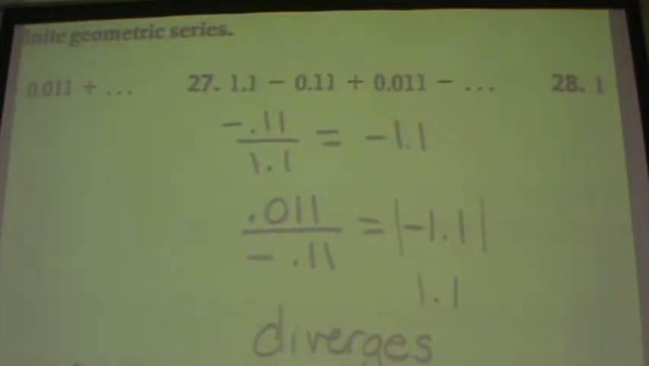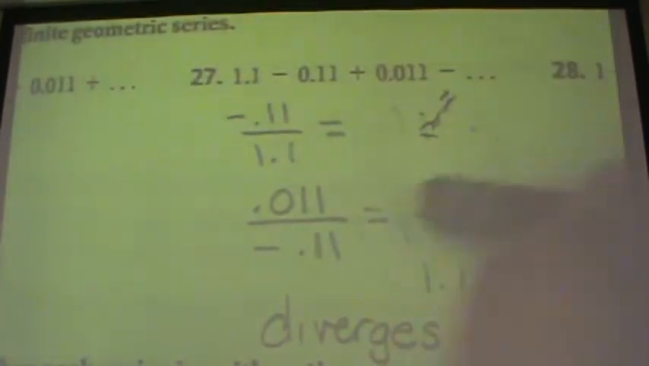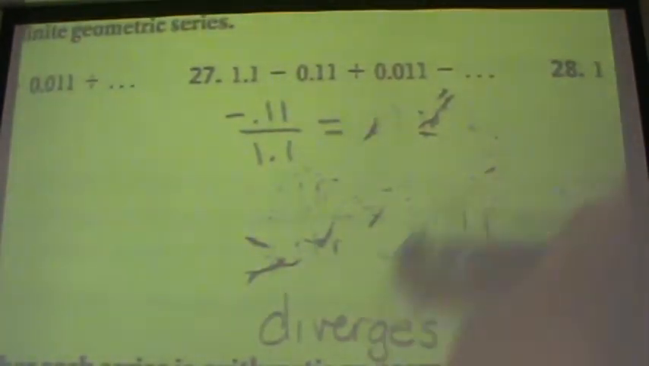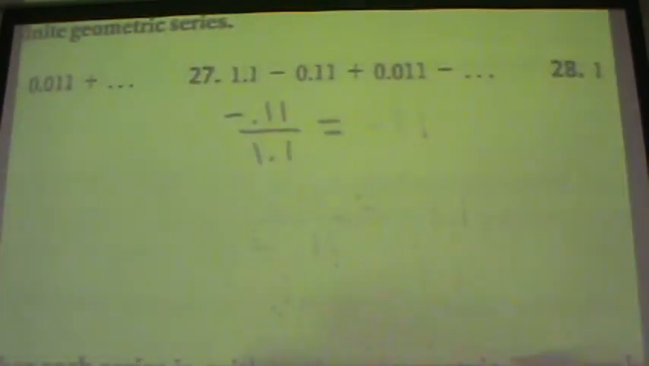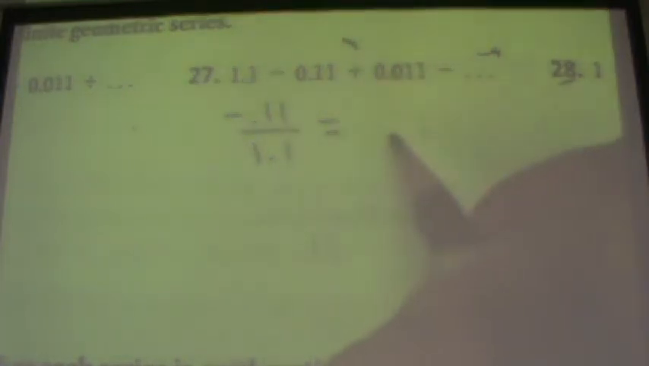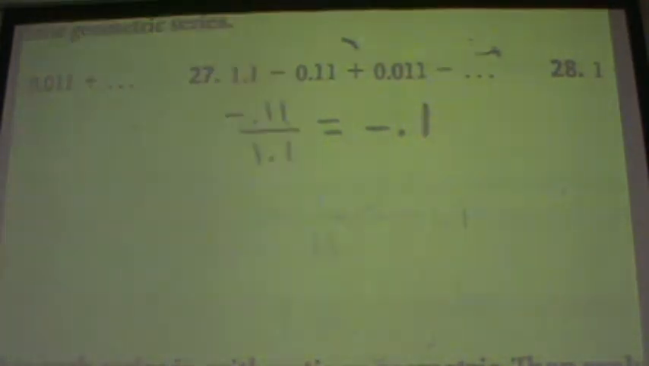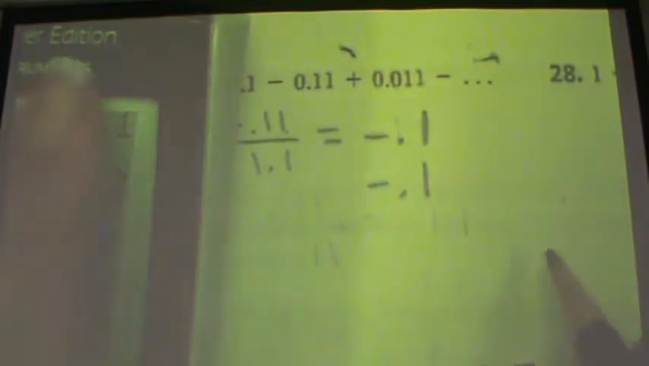So, negative 0.11 divided by 1.1. Nope, that's wrong. This R value is negative 0.1. This one works. The numbers are getting smaller and smaller. Shannon, try it again. 0.011 divided by negative 0.11. These numbers are like tongue twisters. So that is the R value.